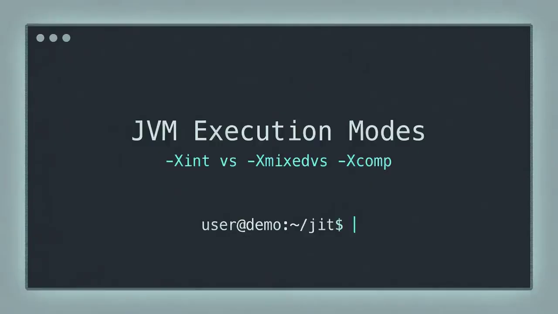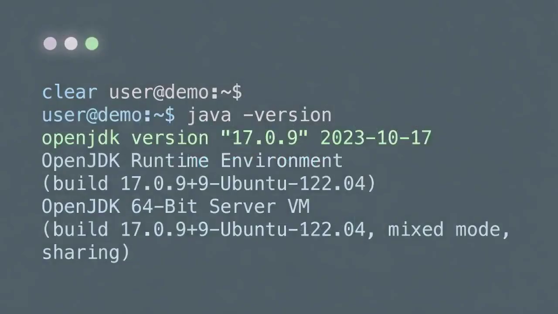Welcome. We're about to see how the JVM's 3 execution modes change the speed of the exact same program. We'll write a small Java loop, run it 3 times with different flags, and compare the timings. The point is that what the JVM runs is identical, only how it executes changes. We start by clearing the screen and confirming the Java version. The output tells us we're on OpenJDK 17, and notice the phrase, mixed mode, sharing. That's the JVM's default behavior, which is what we'll first benchmark and then override.